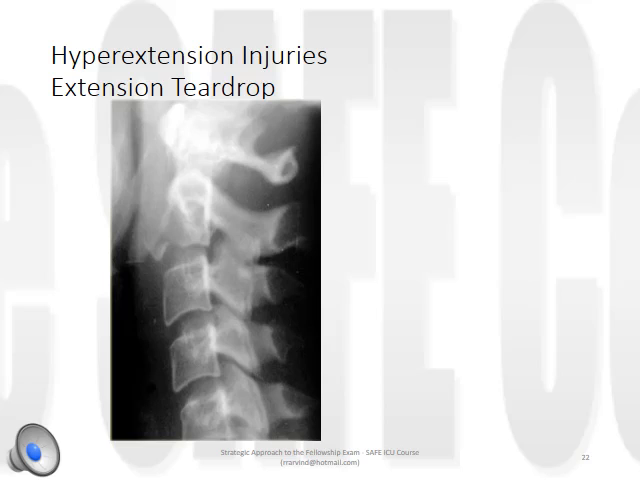It's associated with central cord syndrome due to buckling of the ligamentum flavum into the spinal canal during the hyperextension. Stable in flexion but highly unstable in extension. So even though it looks like a small injury on the X-ray, it's actually a significant pathology.